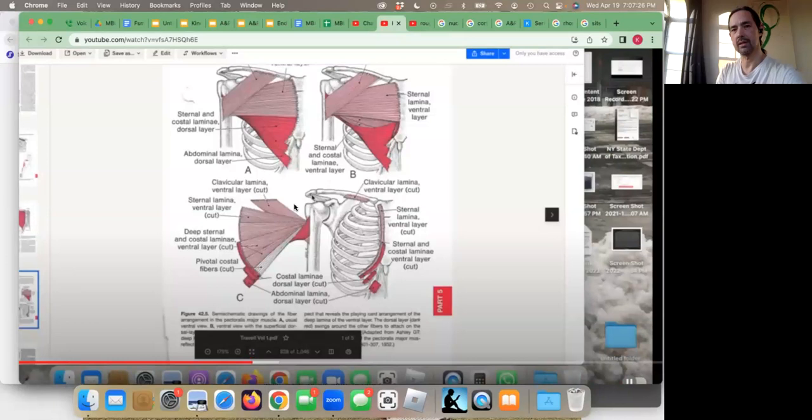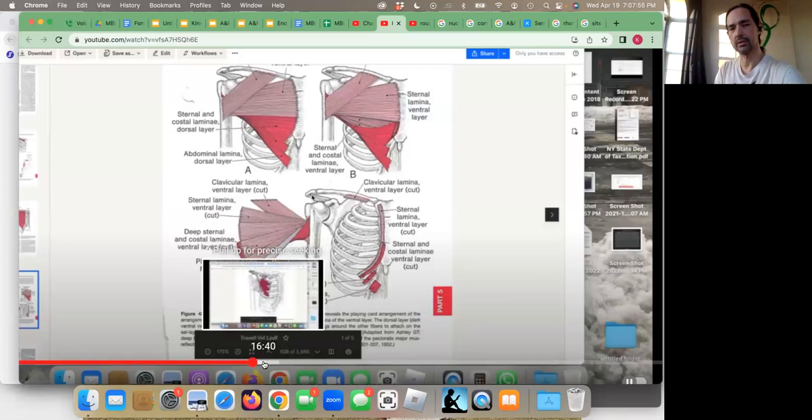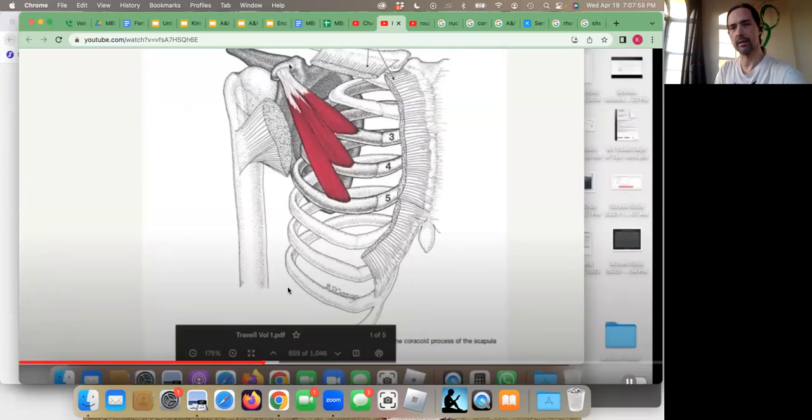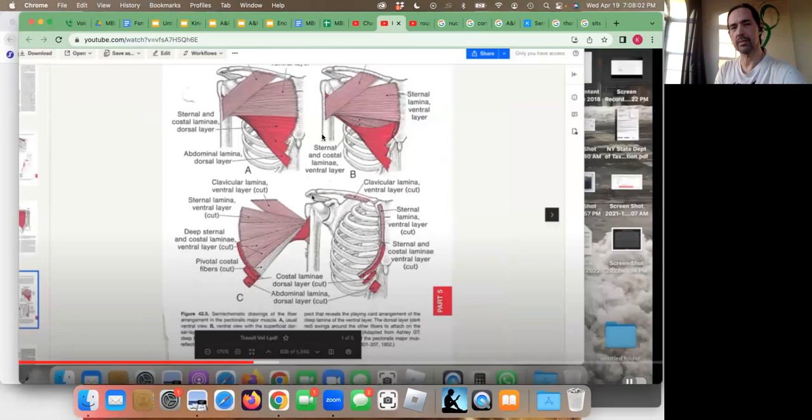And then here's the pectoralis major muscle. They're not showing the pectoralis major muscle attaching to the clavicle, and I'm pretty sure that it attaches to the clavicle, but oh, this is a branch of the pec major. That's to show you, and this is the pectoralis minor.